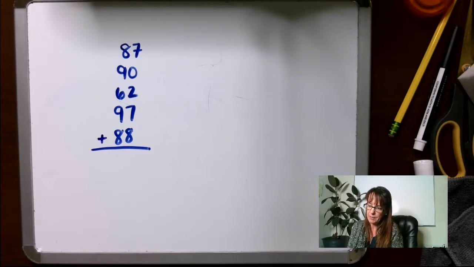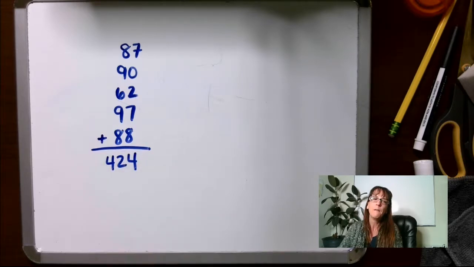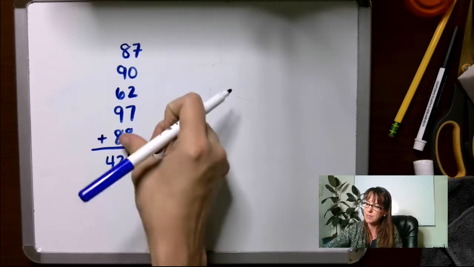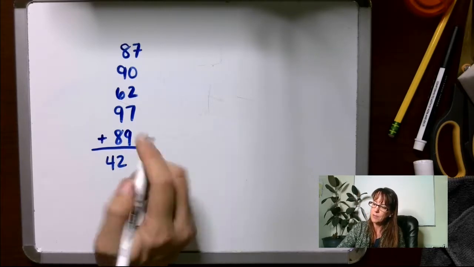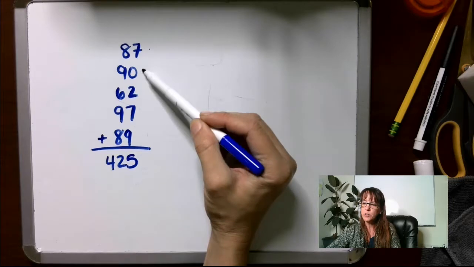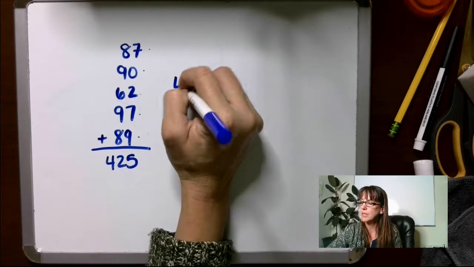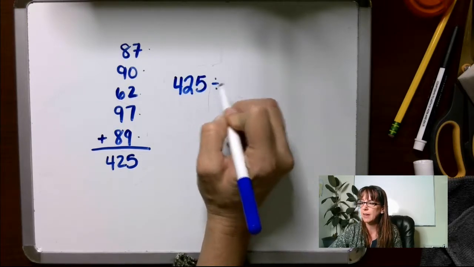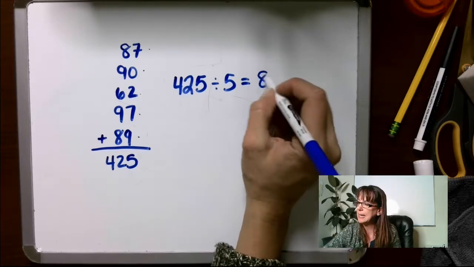So 87 plus 90 plus 62 plus 97 plus 88. We're going to add all those together. We get 424. You know what? I'm going to make this a 9. This is what happens whenever I make my own problems. Make this a 5. And why did I do that? Because there are 1, 2, 3, 4, 5 numbers. So we're going to take 425 and divide it by 5. And that gives us 85.